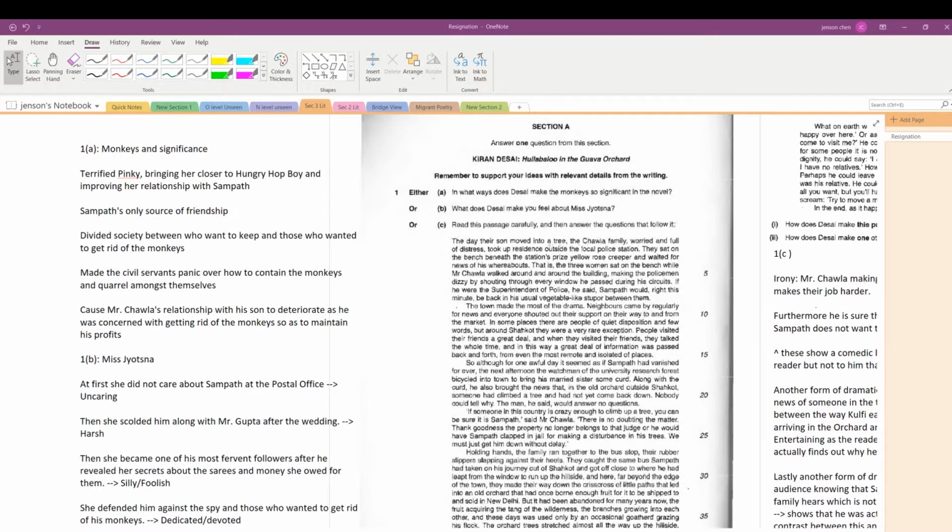Alright, for part A, honestly this year was quite a tricky year because they are talking about a minor character, the monkeys, and how they're significant in the novel. Typically, I would have bet on how the monkeys are significant to Sampath. Basically, a relationship kind of question. But when she says significant in the novel, we're actually looking at a plot-based question.